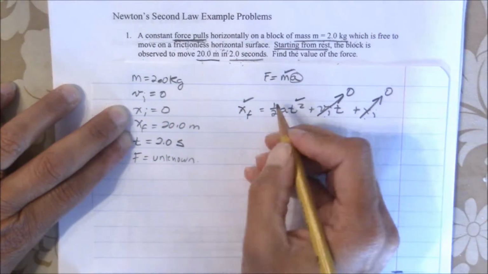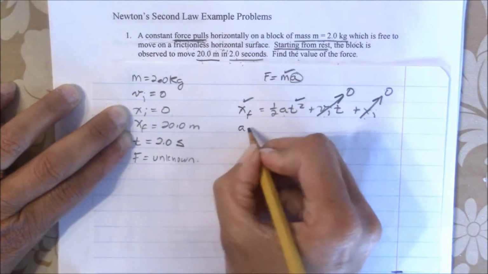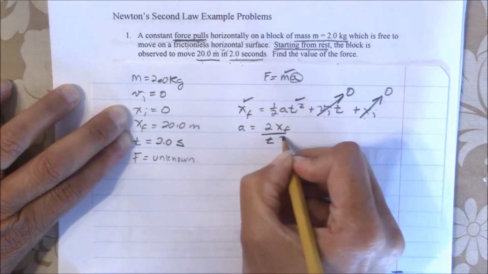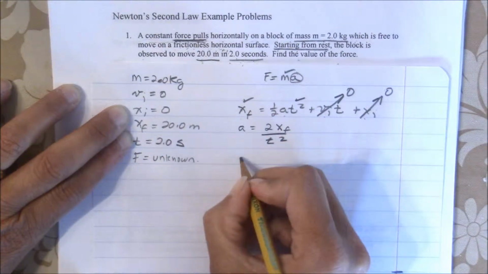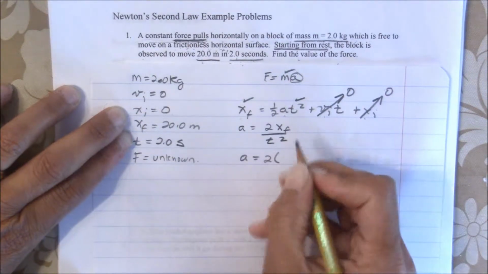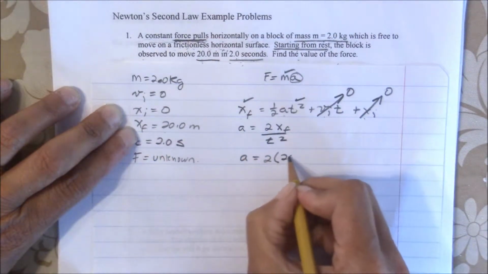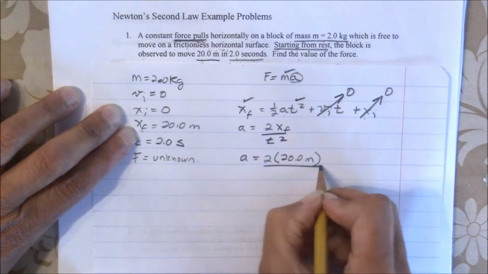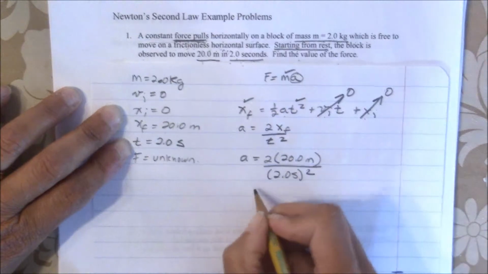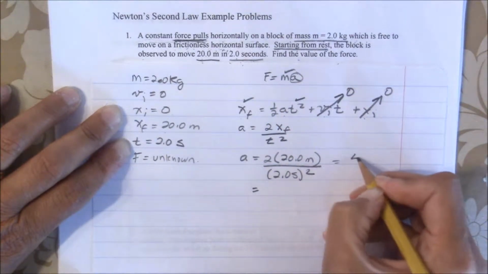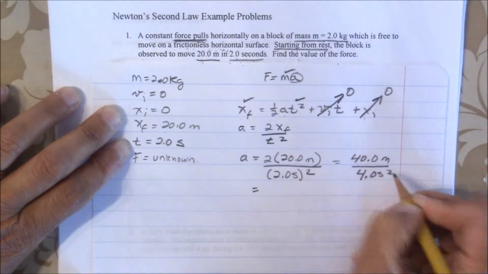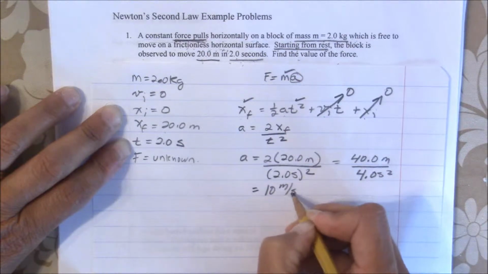So we can rewrite the equation now solving for acceleration. Acceleration is going to equal 2 times position final divided by time squared. So, substituting in the values that we know, acceleration is equal to 2 times position final, which is 20 meters, divided by time, which was 2 seconds, squared. So my acceleration is equal to 40 meters divided by 4 seconds squared, or 10 meters per second squared.